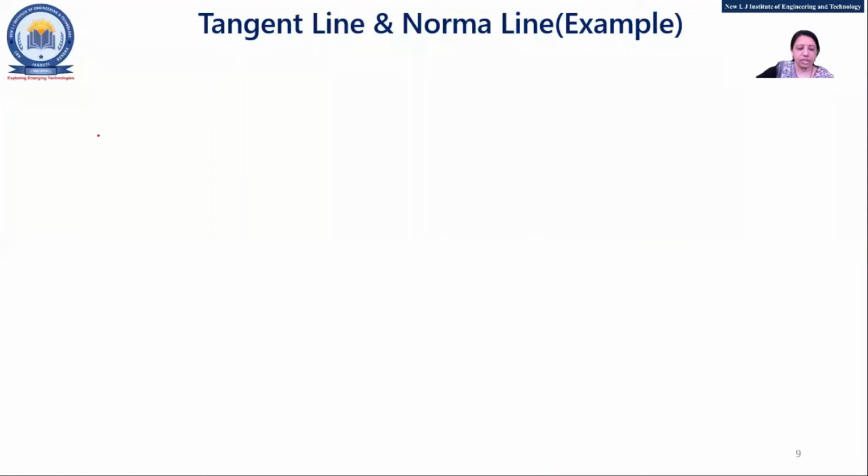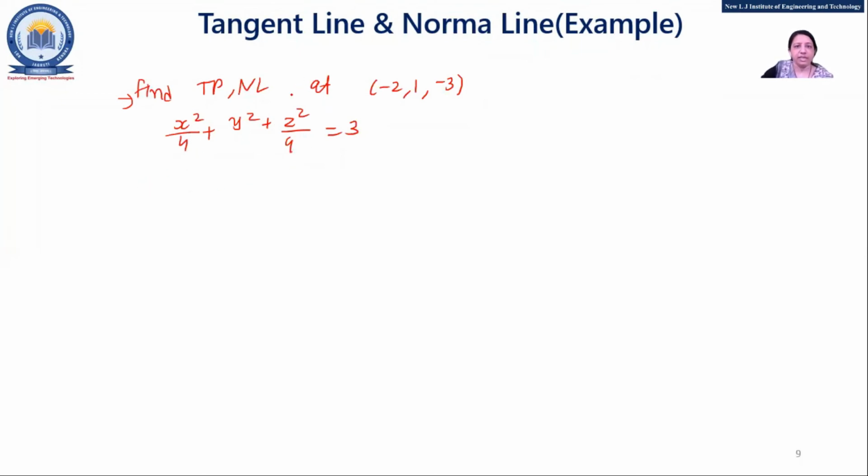If you can solve it, find out tangent plane and normal line at (minus 2, 1, minus 3), for f(x, y, z) equal to x square by 4 plus y square plus z square by 9 equal to 3. This is the thing given. Find out TP and NL, right?